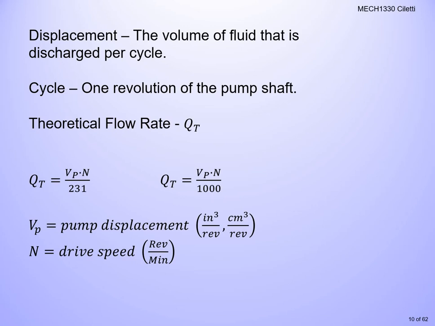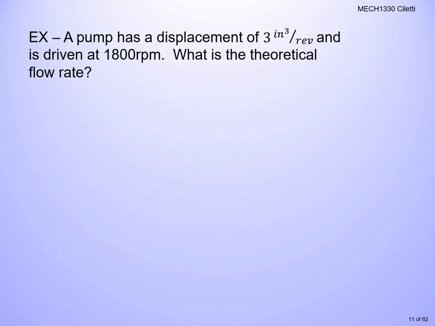But flow rate is going to be Vp times N divided by 231 for our imperial units, all right? And it's Vp times N divided by 1,000 for our metric, where Vp is our displacement times our drive speed, our RPMs, how fast it's rotating per minute, divided by either 231 or 1,000. Okay, so let's do an example here.